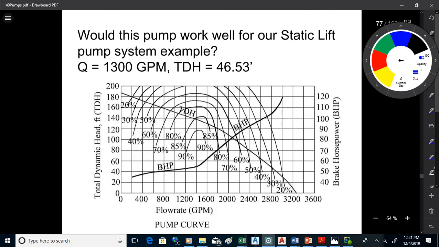Now how about the one on the previous page? Okay, same flow rate, but on that one, yeah, I didn't do a good job with the labeling here. It's a static head is what this one was, so I didn't label this properly. So this is on page 139.